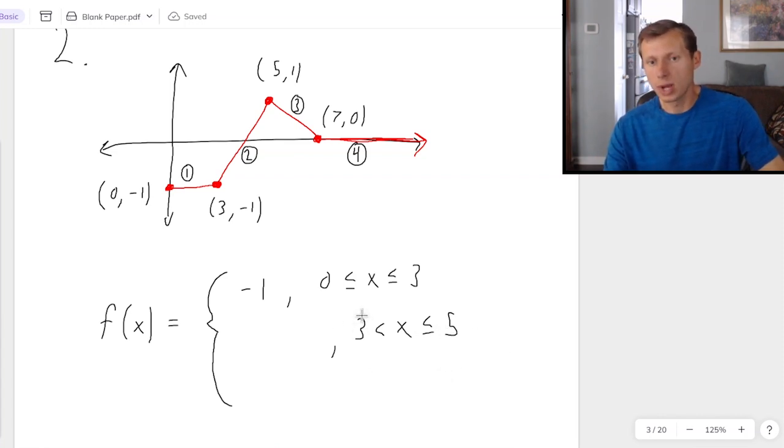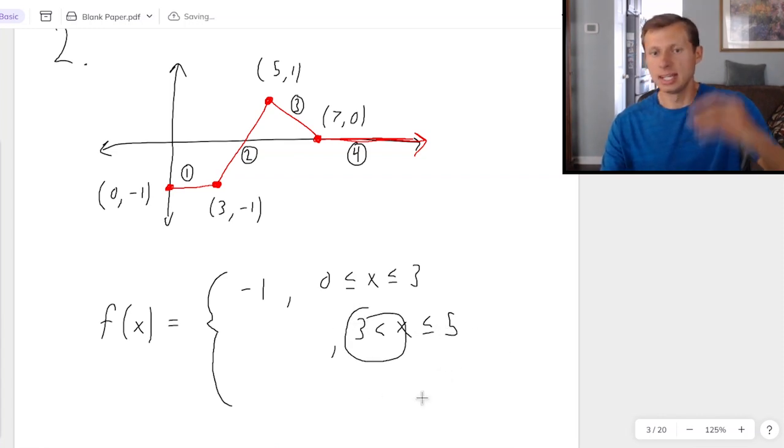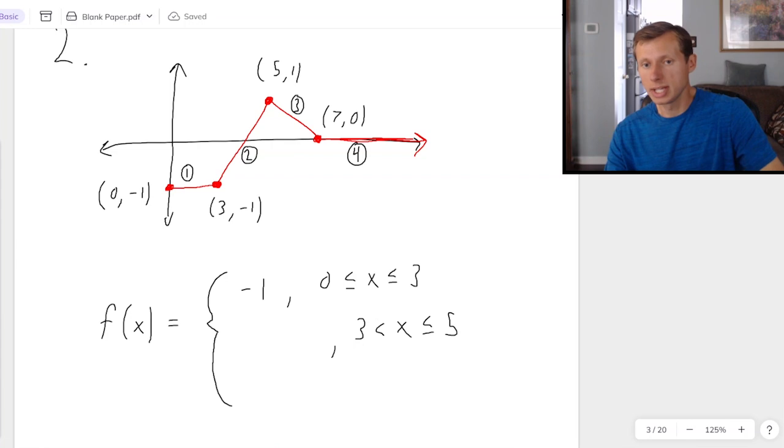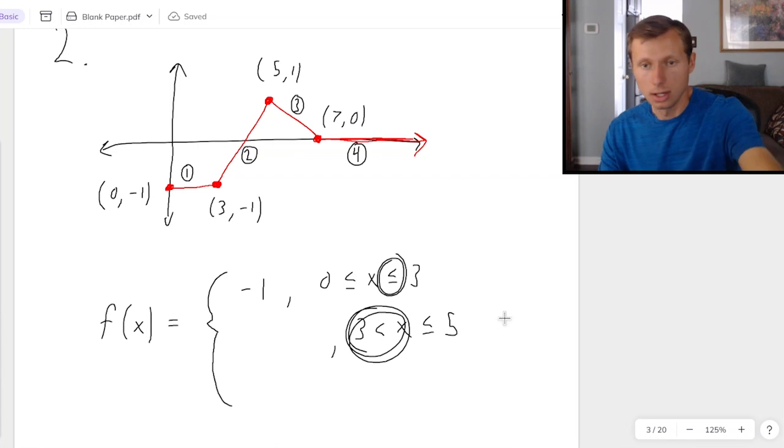I have to write 3 less than x. I cannot write less than or equal to because I already used the equal to in the first one. If you wanted to use less than or equal to here, that's fine, but it would just have to be less than right here. Okay?